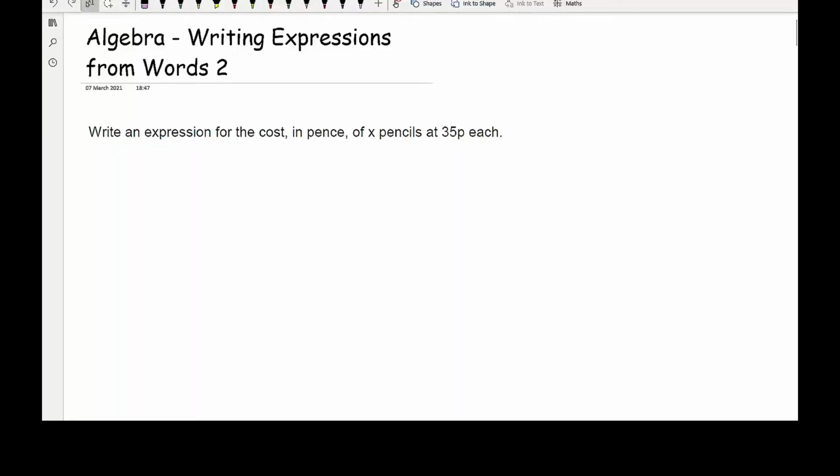Now, unfortunately, there aren't many notes that you can make when writing expressions from words. The only thing I can take into consideration is make sure that you understand the 3 rules of algebra. So when you're multiplying, you don't use the multiplication symbol. When you're multiplying a number with a letter, the number goes first. And when you're dividing, try and use fractions rather than the division symbol. And then it's all about reading the questions carefully.